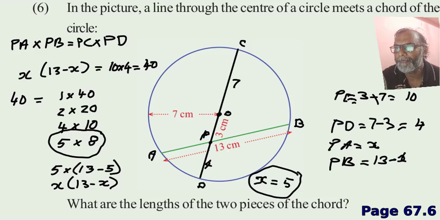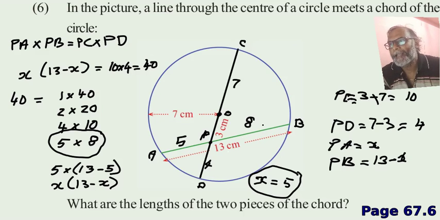So the length of the two parts of the chord AB can be written as PA is equal to 5, replacing X with the value 5, and PB will be replacing 13 minus X with 13 minus 5, that is equal to 8. So the two values of the length of the two parts of the chord AB will be PA is equal to 5 centimeter and PB is equal to 8 centimeter. Okay.